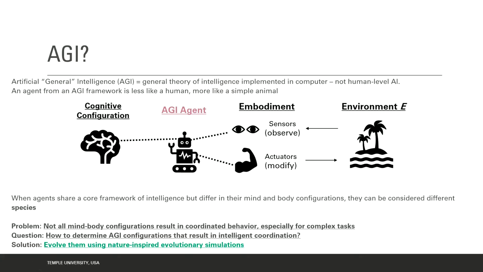And when agents share a core framework of intelligence but have different mind-body configurations, they can be considered as different species. The problem is that not all mind and body configurations result in coordinated behavior, and especially complex coordinated behavior. And so a major research question is, how can we determine AGI configurations that result in intelligent and complex coordination? And a solution for that is actually to automatically compute them using evolutionary simulations.